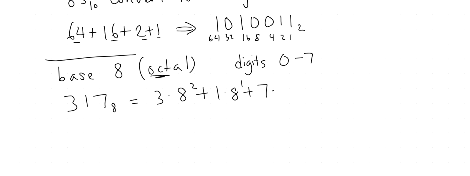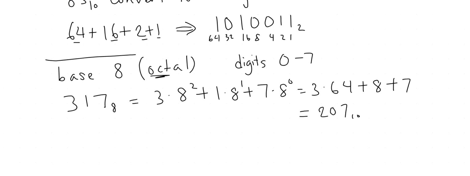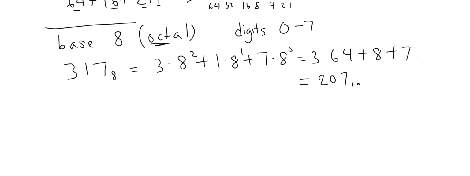which is equal to 3 times 64 plus 8 plus 7. And if we calculate this out, this would be equal to 207, I think. This is 180 plus 12 is 192 plus 8 is 200, plus 7 is 207. Okay. So this is how to convert from octal into decimal. But what if you want to convert from base 10 into base 8? Well, say you have 422 in base 10, and you want to convert to base 8.